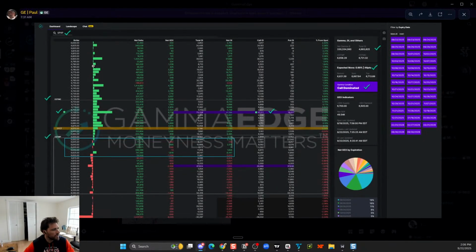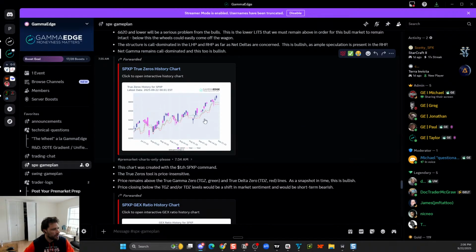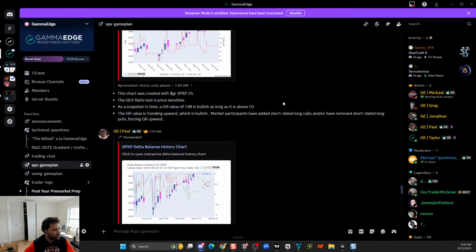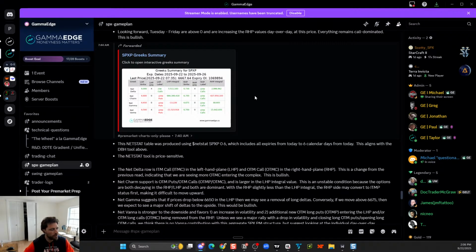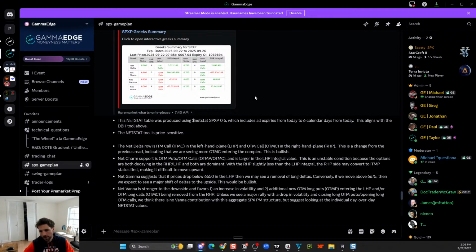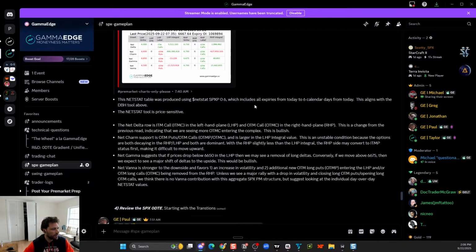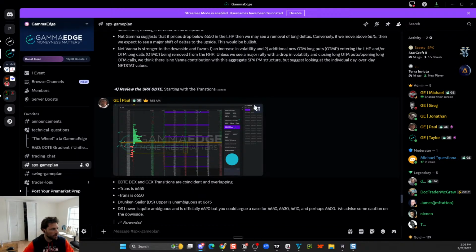Looking at SPXP, key level to keep: top of our transition, 6650 going to be a key level there. GEX ratios, all that good stuff looking fine here. Delta balance looking fine. If you guys have questions on any of these tools, let me know. My default assumption is you guys do, but if you don't, then feel free to put some in the chat. We can go over it.